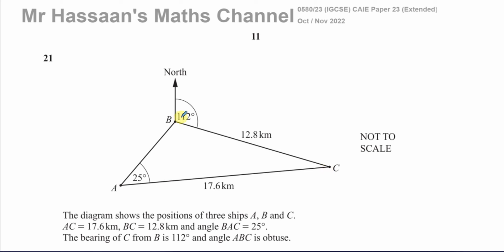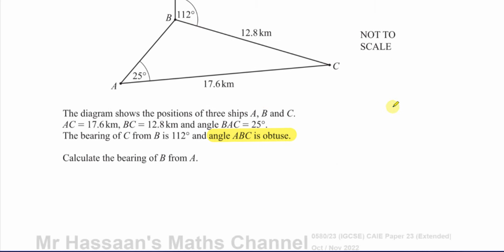The bearing of C from B is 112 degrees, and ABC is obtuse. Now, it is very, very important for us to read the question carefully. It says angle ABC is obtuse, and that's a very, very important point here. So this angle here is an obtuse angle. Obtuse means it is more than 90 and less than 180. So it says calculate the bearing of B from A.